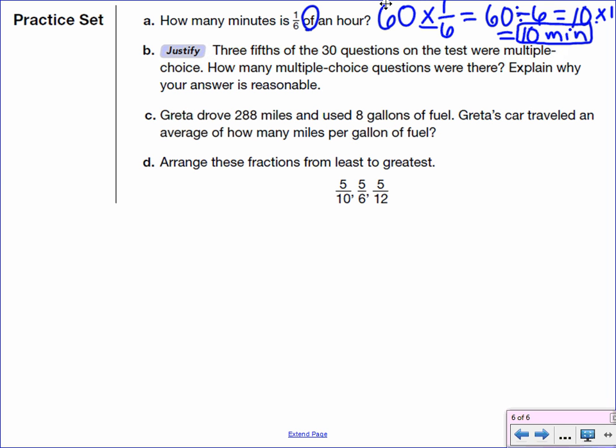3/5 of the 30 questions on the test were multiple choice. How many multiple choice questions were there? So 3/5 of 30 means 3/5 times 30. So divide by the denominator. Gives me 6. And then multiply by the numerator. Gives me 18. So there's 18 questions that are multiple choice.